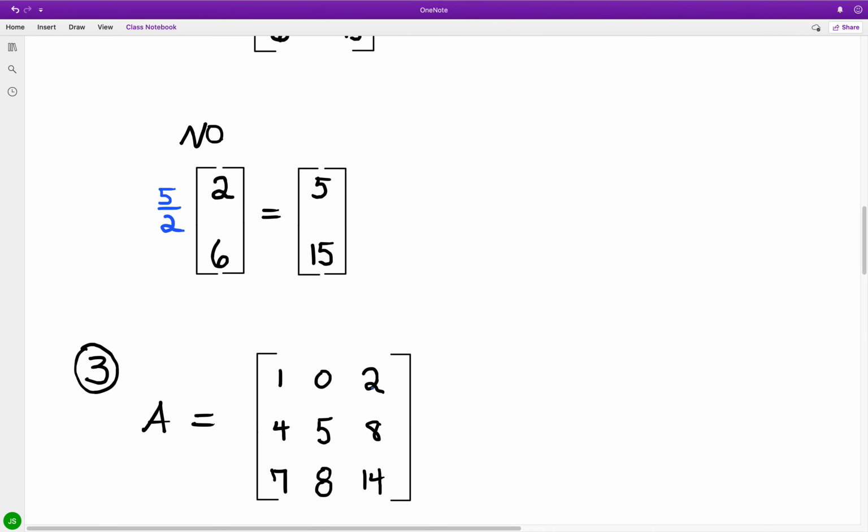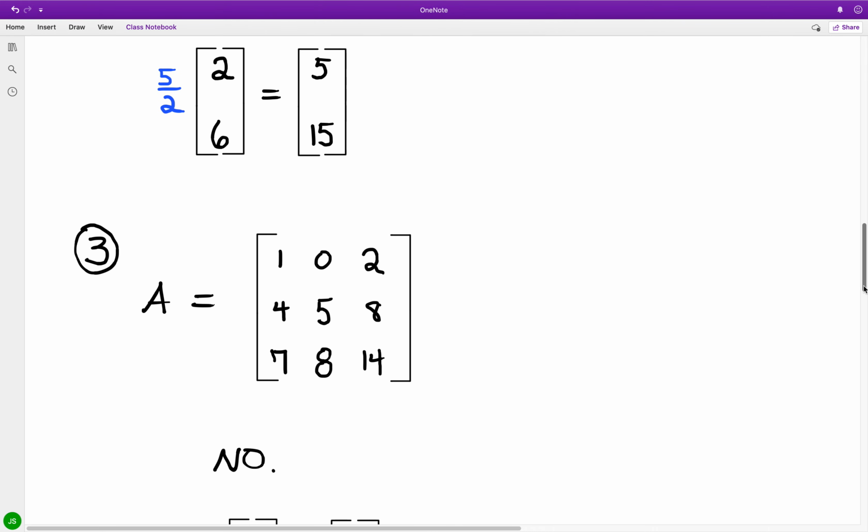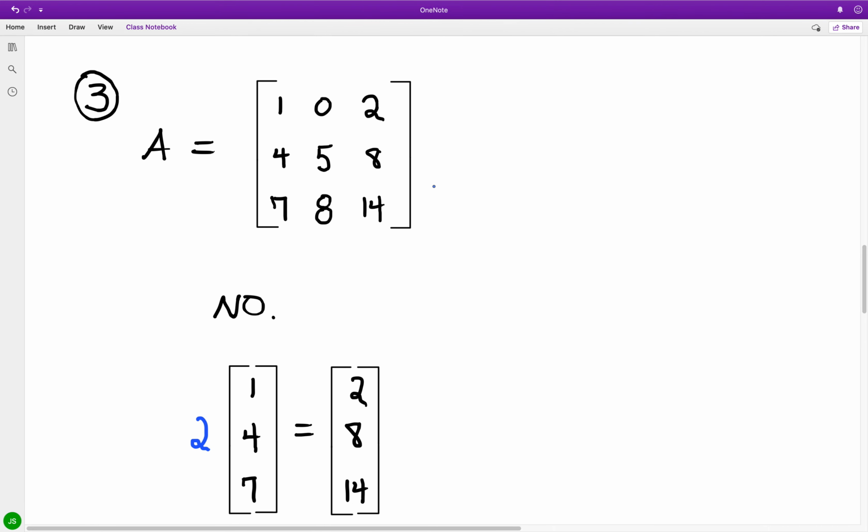Okay, so we have 1, 0, 2, 4, 5, 8, 7, 8, and 14. Okay, we have a little bit of history to repeat. This particular matrix is not going to have an inverse, the reason being that we have a scalar multiple among the columns. In fact, the last column is going to be twice what we have for the first column. The last column elements will be twice that of the first column elements.